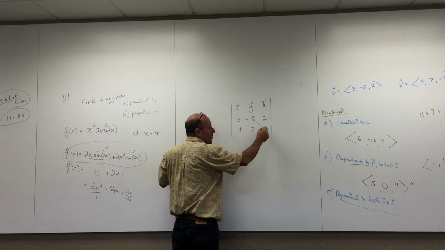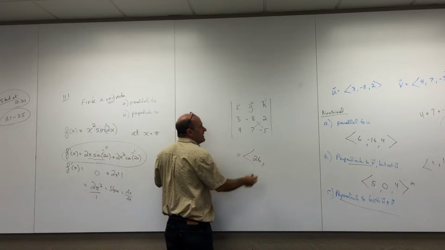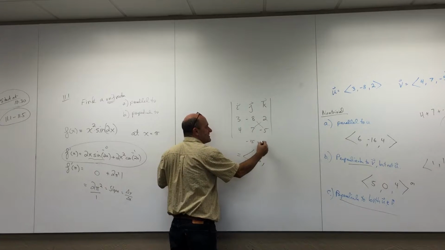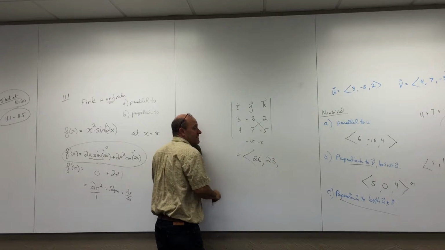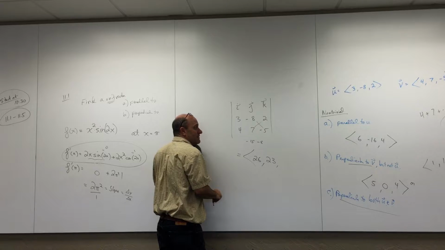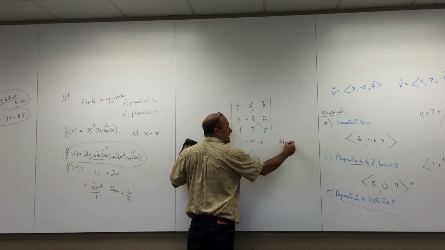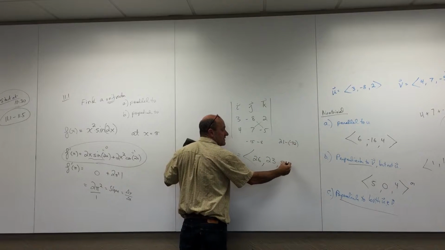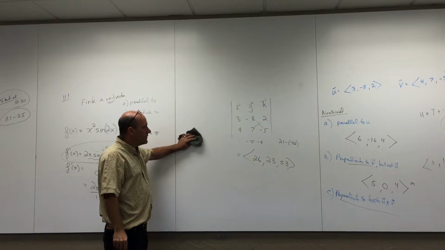I do 40 minus 14, 26. I do negative 15 minus 8, negative 23, but it's positive 22. 21 minus a negative 32 is 53. And we're finished, I guess.